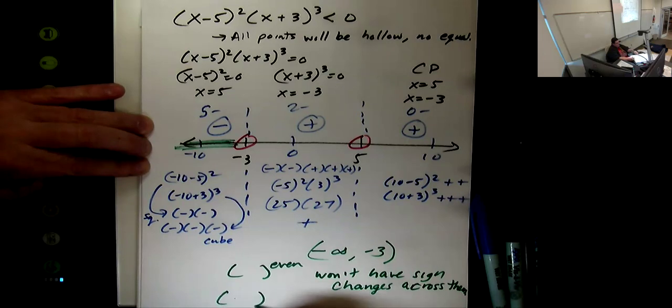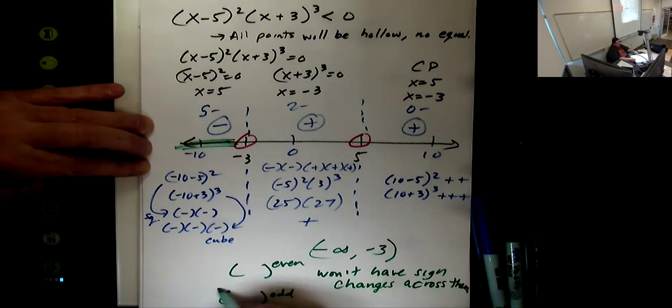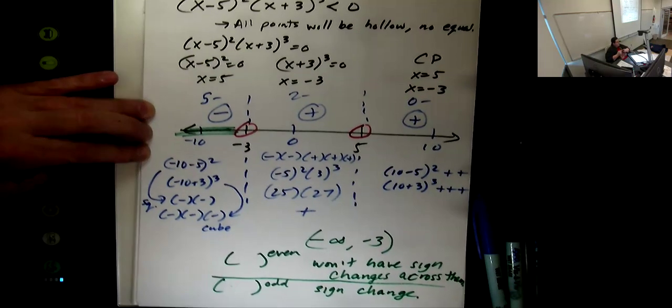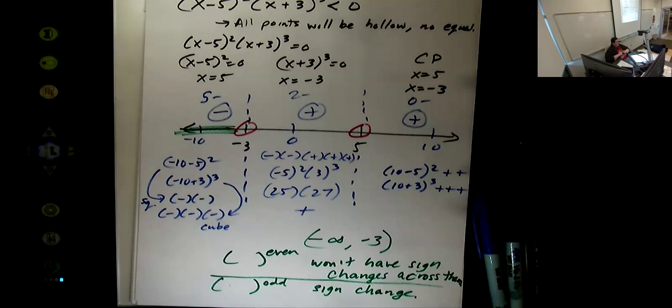If the parentheses is odd, it has a sign change. And that's true on the polynomials and the rational equations. Even the rationals, if I have 1 over x squared, x equals 0 is a problem, but it's going to be both positive.